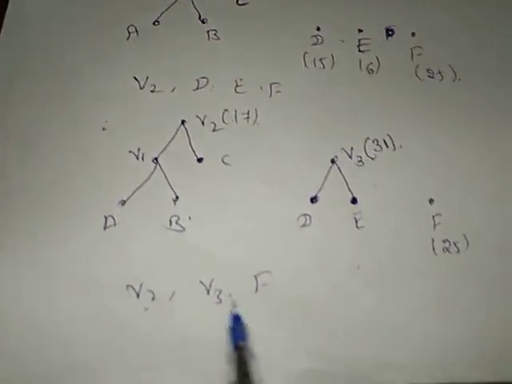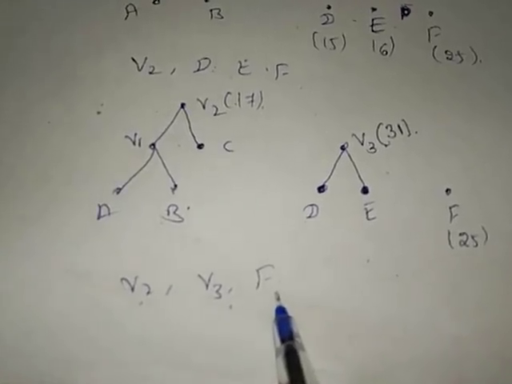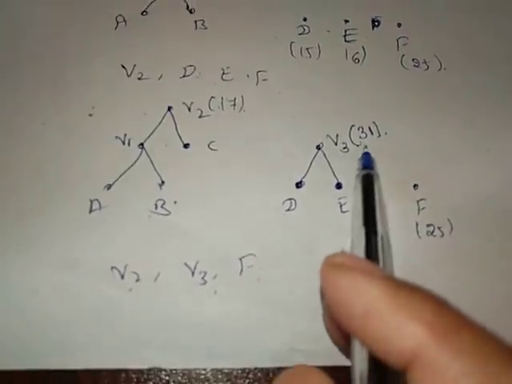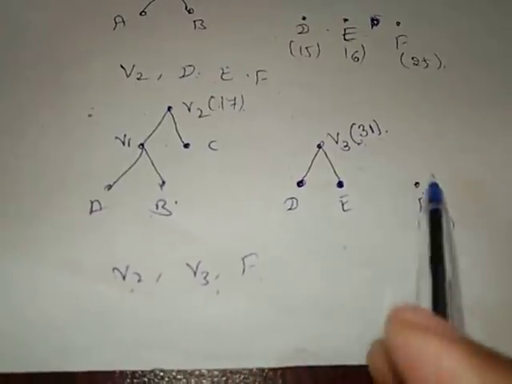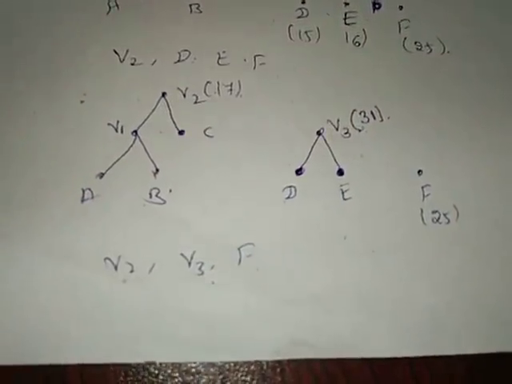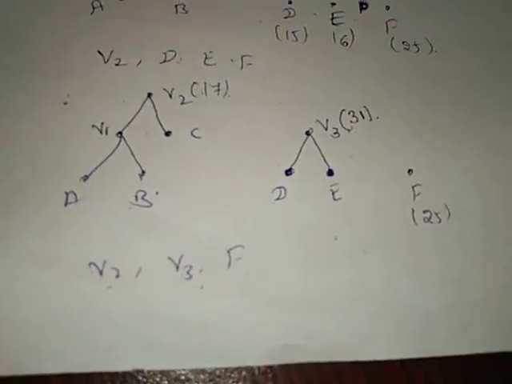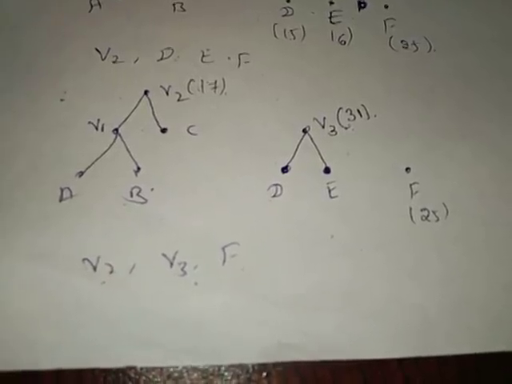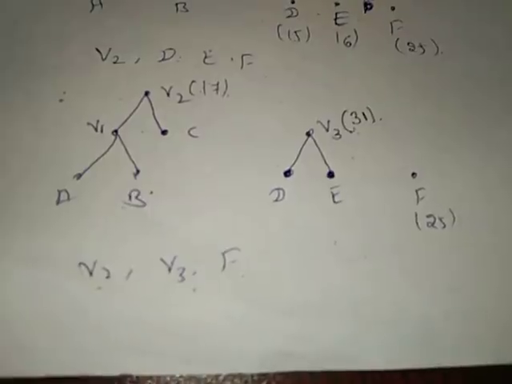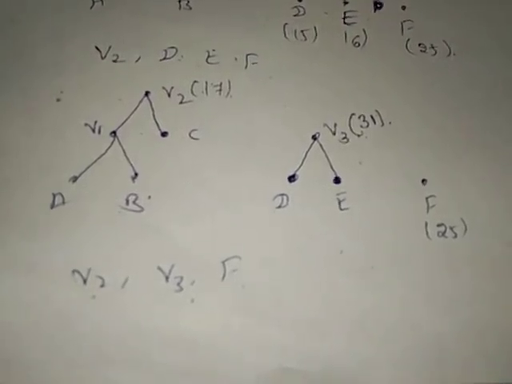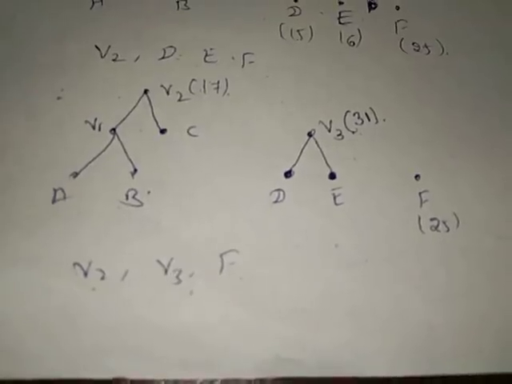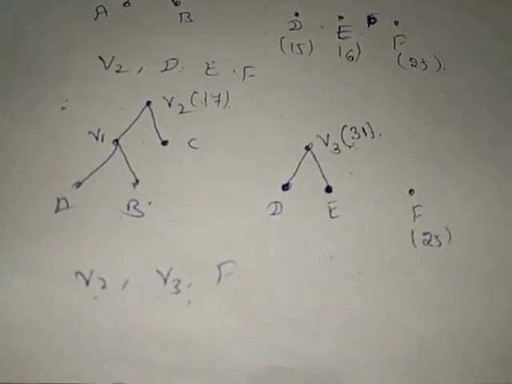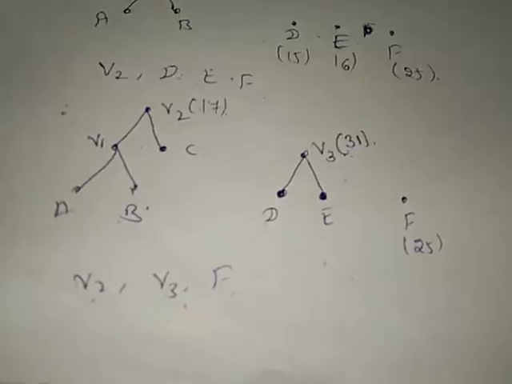Now among these V2, V3, F, the smallest weights are V2 having the weight 17, F having the weight 25, V3 having the weight 31. So the smallest weights among these vertices are V2 and F. Add the weights of 17 and 25, we get 42. Assign a new vertex V4 with this weight, and take V4 as a root, V2 and F as children.